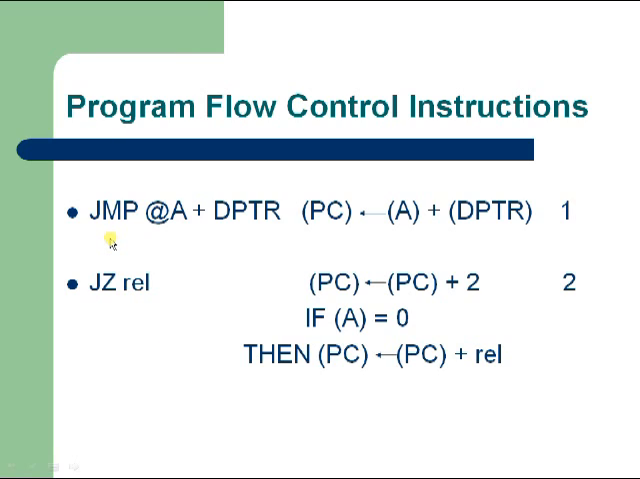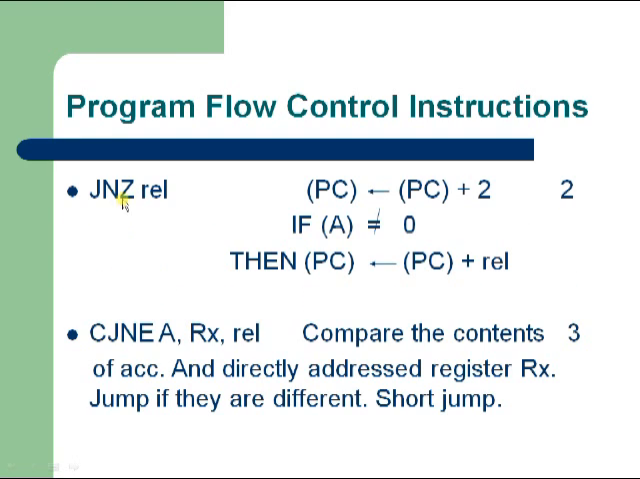And then we have JMP @A plus DPTR. It jumps to the specified location, which is formed by adding the contents of A and DPTR. And JZ, jump if zero, to the relative address: if the accumulator is 0, then the control will be transferred to the specified relative address. Now JNZ, jump if non-zero, to the relative address: if A is not equal to 0, then control will be transferred to this relative address.